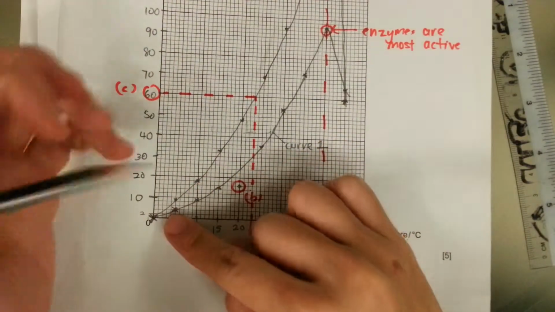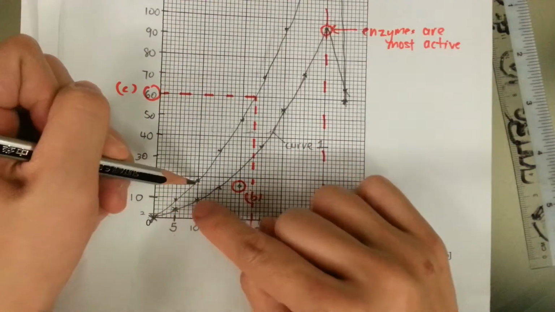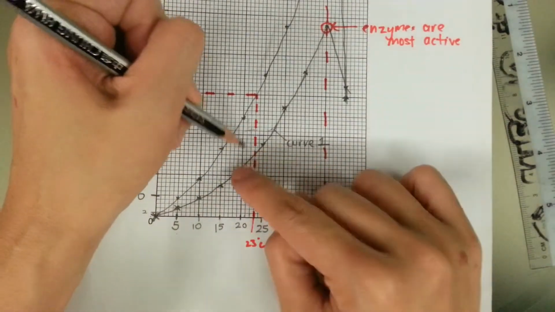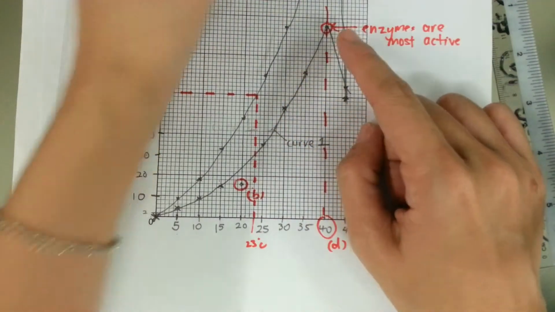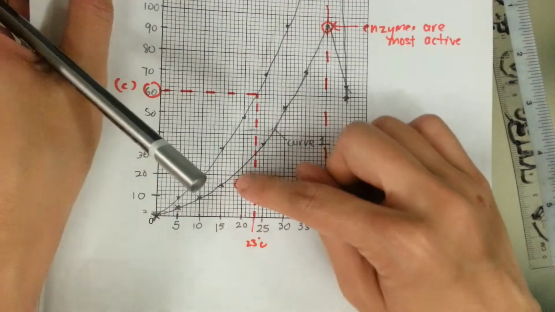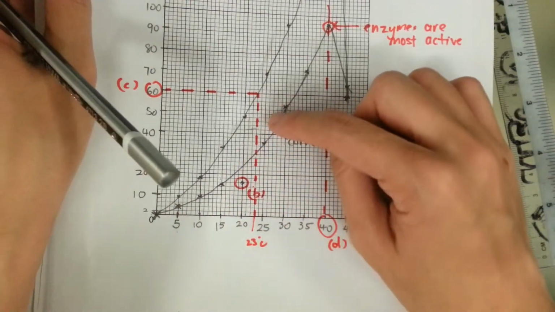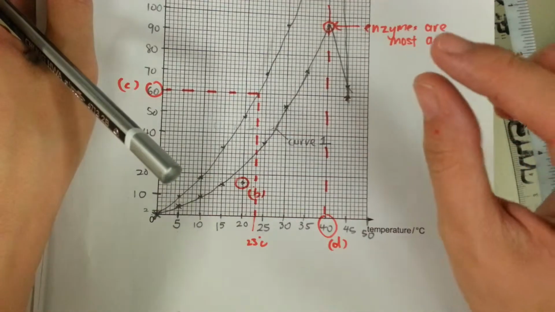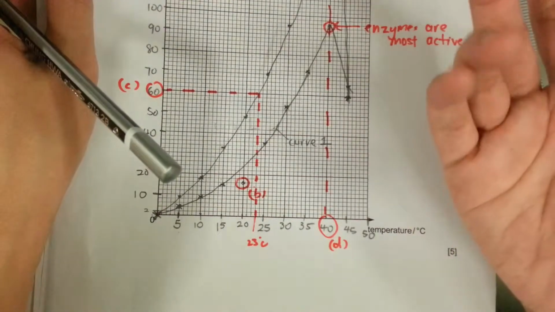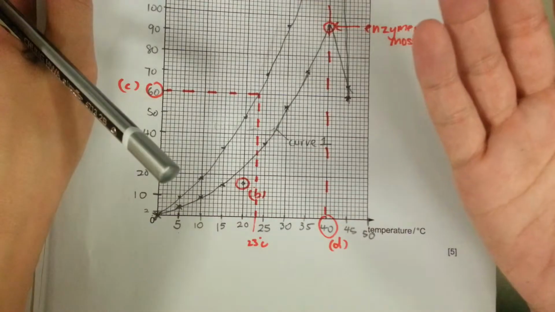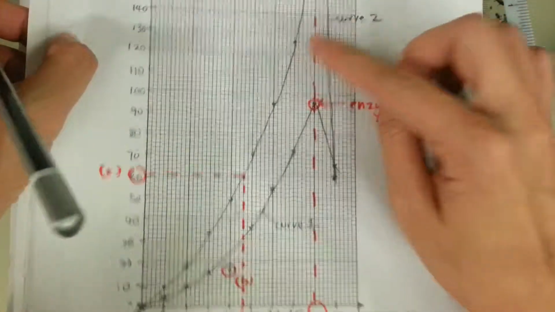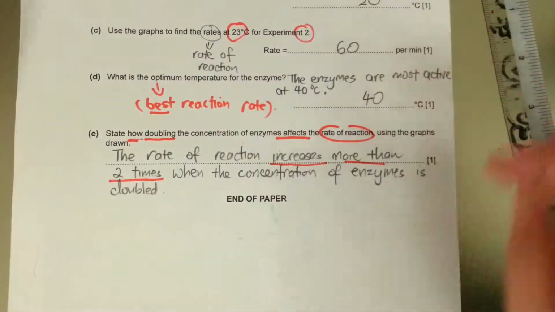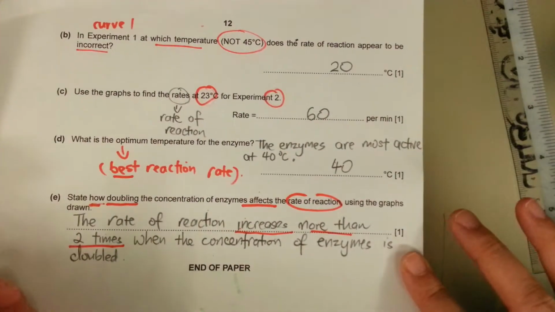So from the graph, it tells you that the rate of reaction increases more than twice, more than double, when the concentration, the amount of enzyme, is doubled. Instead of putting in, for example, 1 cm³ of enzyme, I increase the concentration to 2 cm³ of enzyme. It reacted faster. And here you go. Here's my final answer.